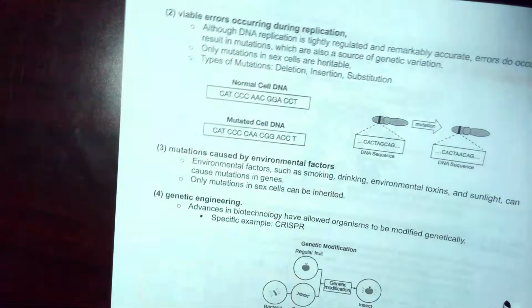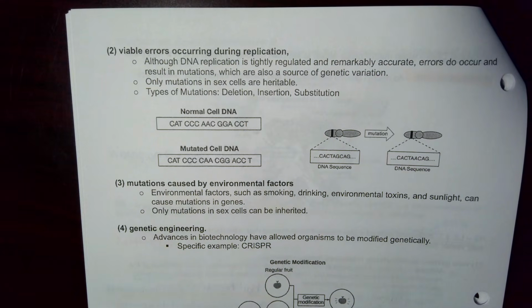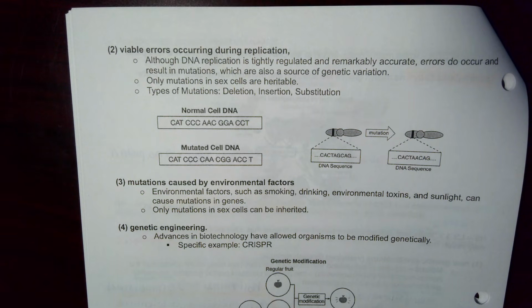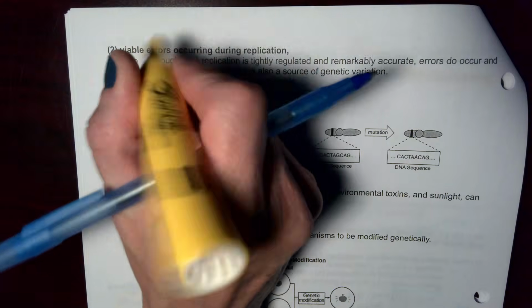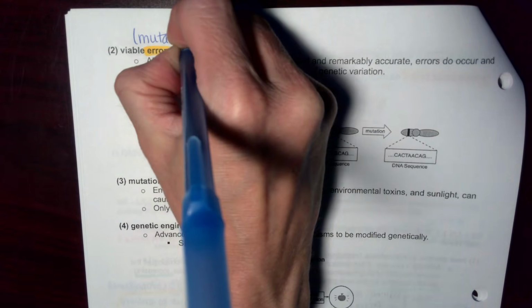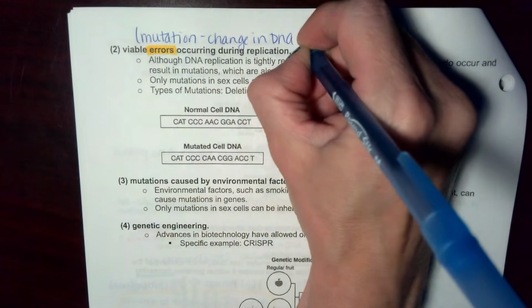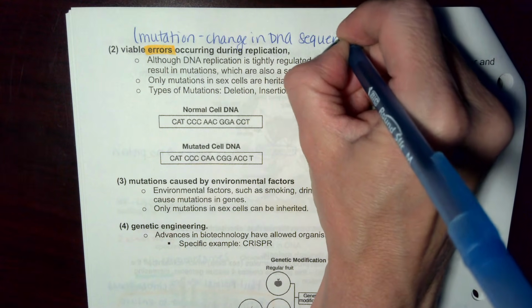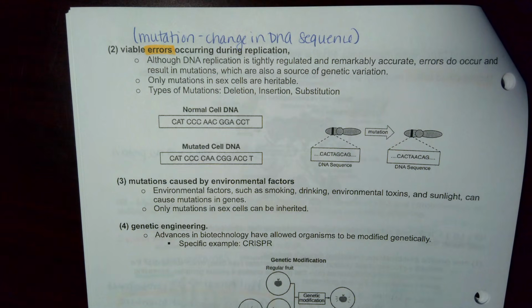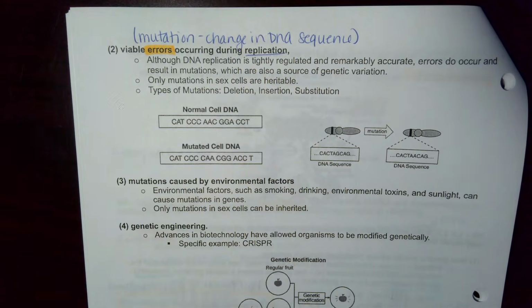The next way that you can wind up getting new differences, right? Inheritable variation or differences in the DNA is during replication. Errors can occur. An error, remember, that's going to be called a mutation. A mutation is a change in the DNA sequence that happens during replication. A replica is a copy, so replication just means copy.